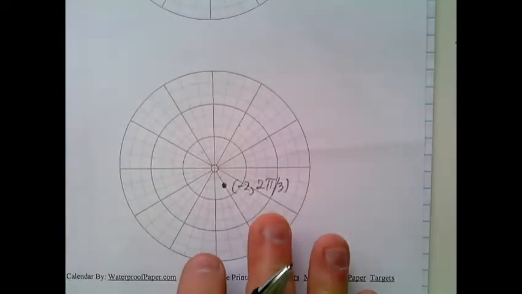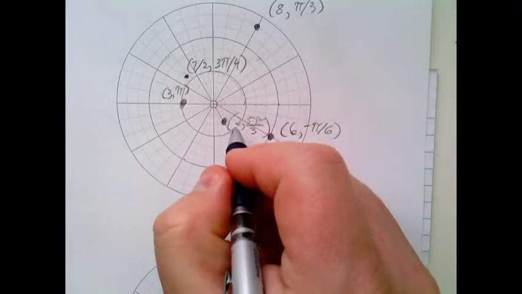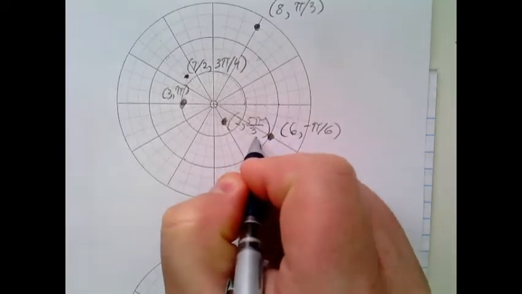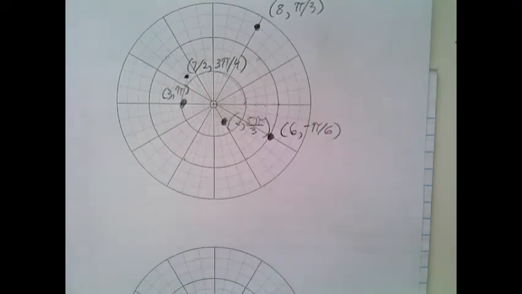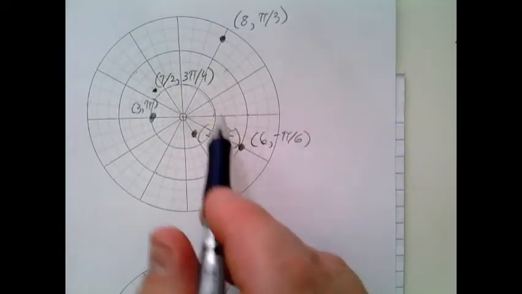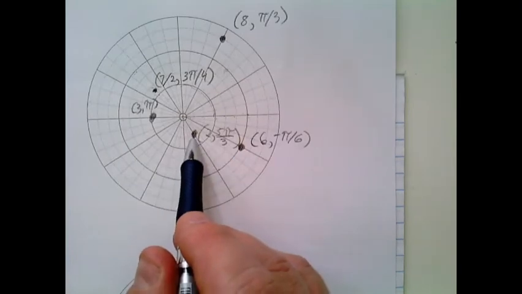Now we actually graphed this same point up here. We graphed it before as 2 comma 5 pi over 3. 5 pi over 3 is pi more than 2 pi over 3, or 180 degrees more. So by using a positive r value and a bigger angle, we were able to get to the same point.